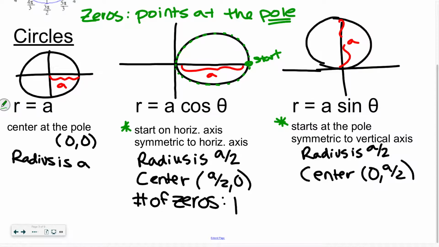The sine graph starts at the pole. So that starting point counts as a 0. So I have 1. To draw the rest of the circle, I have to end back at that point, so that counts as 2. So this one has 2 zeros.